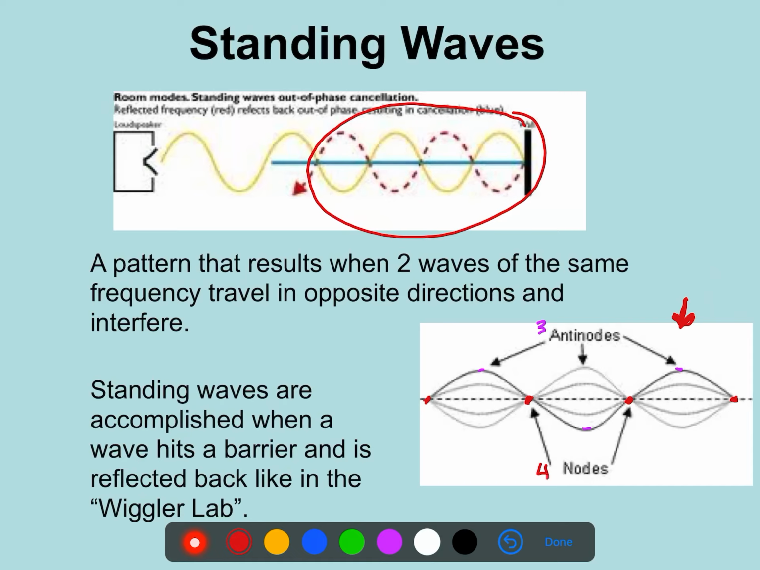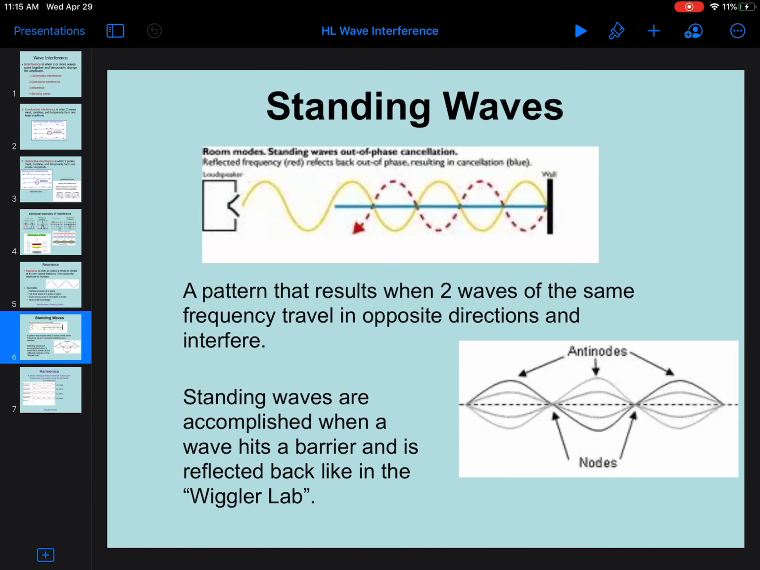Okay, so this is a standing wave. Again, it is when a wave hits a fixed boundary, is reflected and inverted, and we end up with this illustration. The areas of maximum amplitude, our highs and lows, we're going to call our antinodes, and the areas here where we have 0 amplitude, that's going to be our nodes. Okay, so this was just a brief overview of some wave interference.